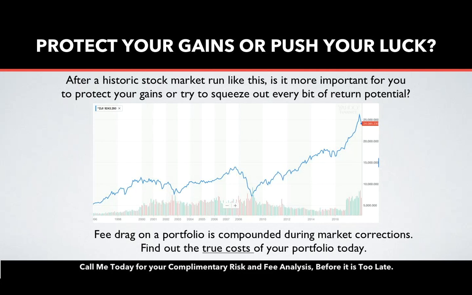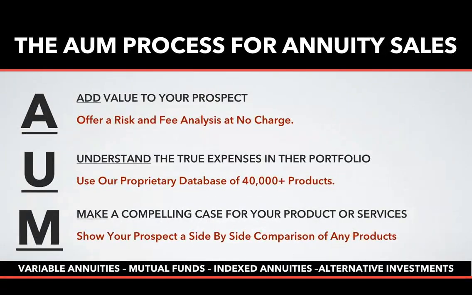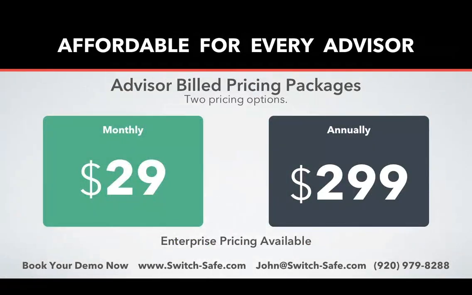And don't forget about fees, because fees, especially in variable annuities, a lot of those fees are charged on the rider value, not the cash value. So when cash values in your annuity decrease in market corrections, the actual total fee cost increases, and it's compounded. So would you like to take a look at some other options? And again, we go back with our AUM process on that.